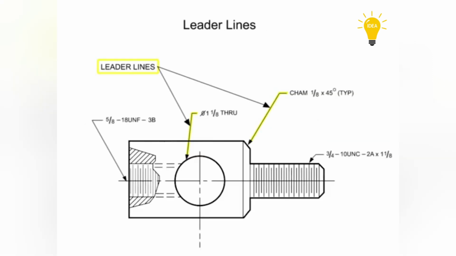Leader lines are used to indicate a part or portion to which a number, note, or other reference applies and are typically unbroken lines terminating in an arrowhead. The most common use is when a dimension won't fit within the dimension line.